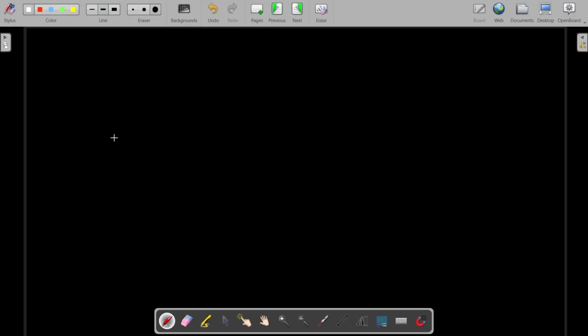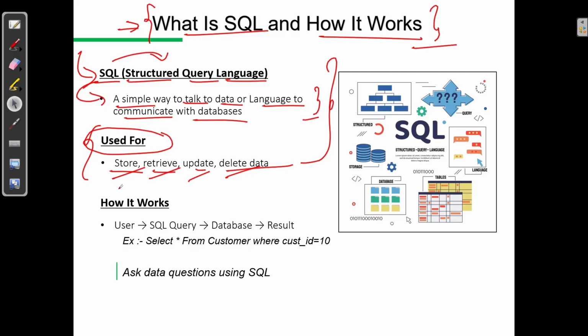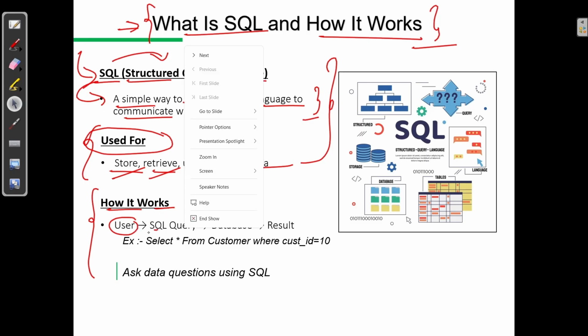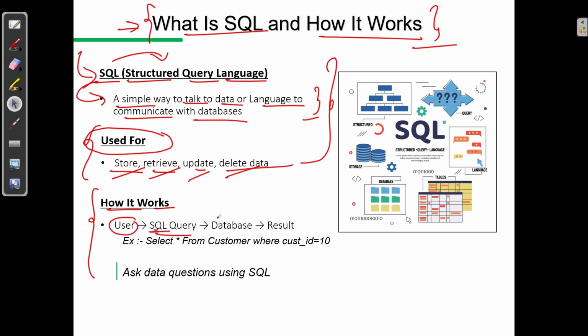Now coming to the final point, but before that, let's go to the PPT and look at what I have written here. How does SQL work? The user writes a SQL query, writes something in the platform, it goes to the database, and it fetches us the result. Example: select star from customer where customer ID is 10. So this is how, in the simplest terms, SQL works.